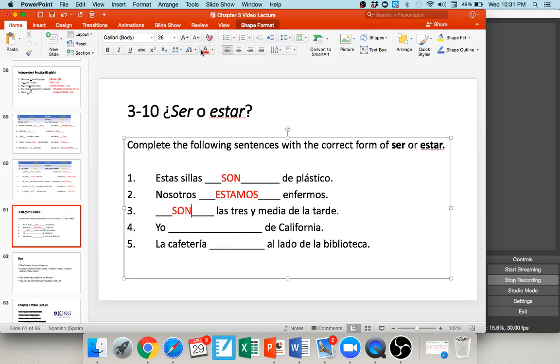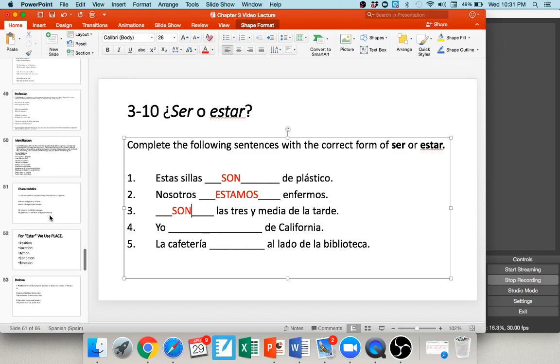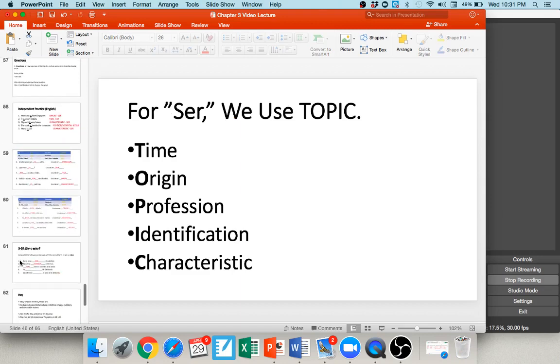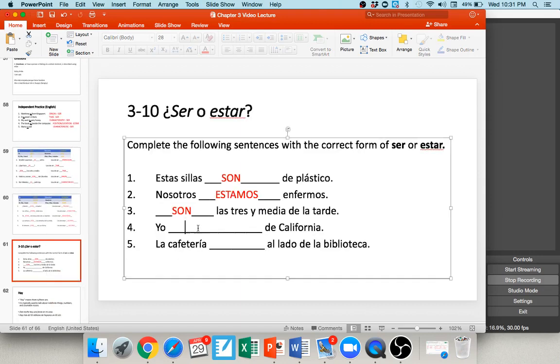Number 4, I'm from California. We would say that yo blank de California. To say that I am from somewhere, I'm referring to my origin. This is where I come from. You may recall that origin was the T of topic. Therefore, I'm using ser. And the ser word to go with yo in this case is soy. So yo soy de California.